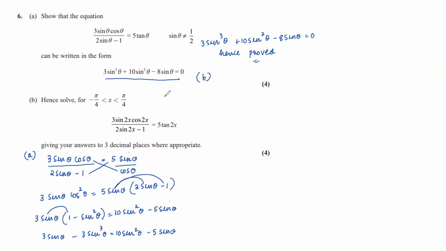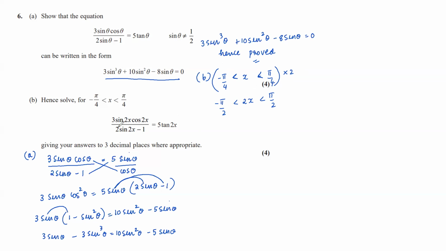solve for x. The interval for x is given as greater than minus pi by 4 and less than pi by 4. Now when we compare the equations in part A and part B, instead of theta we have 2x. So this is the interval for x and we have 2x here. So change the interval. To make it 2x, multiply the whole thing by 2. Minus pi by 4 into 2 will be minus pi by 2, and pi by 4 into 2 will be pi by 2. This will be the new interval.